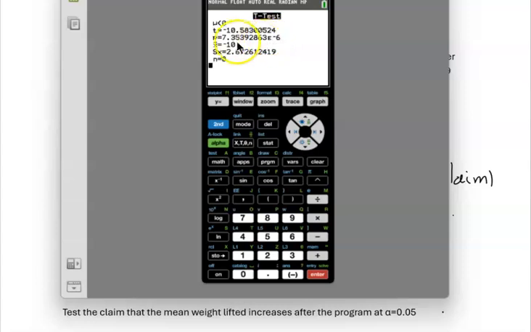The E minus 6 means you have to move this decimal point 6 digits to the left. So it's going to be 0.000007, which is almost 0, which is less than alpha. And then you get the same conclusion that there is enough evidence at the 5% level of significance to support the claim that the new exercise program improved the strength.